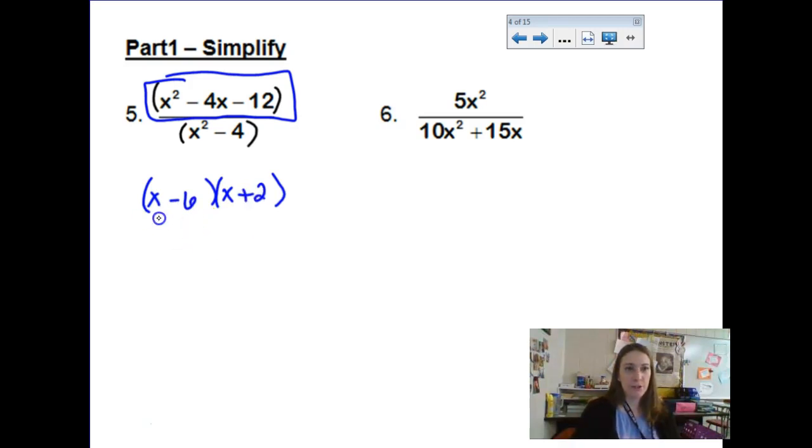Now don't rush through your factoring on these questions. A lot of kids go too fast and then they have problems because they don't factor them right. X squared minus 4, that's our difference of two squares pattern, so that's x plus 2 times x minus 2.